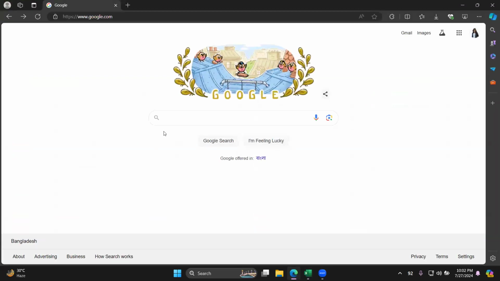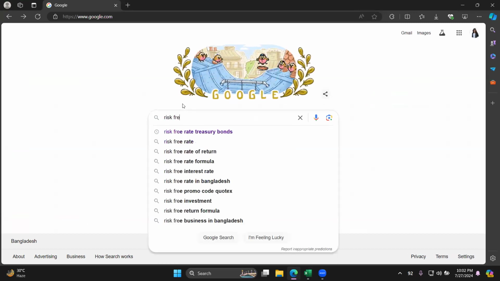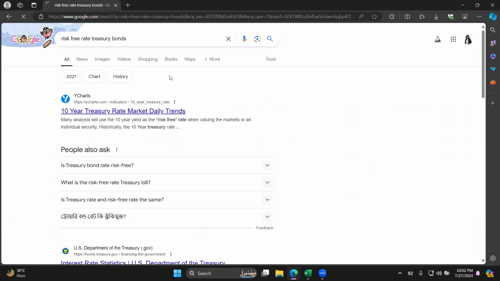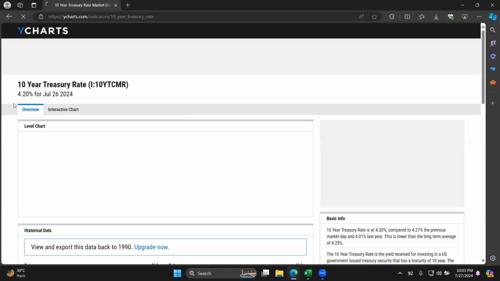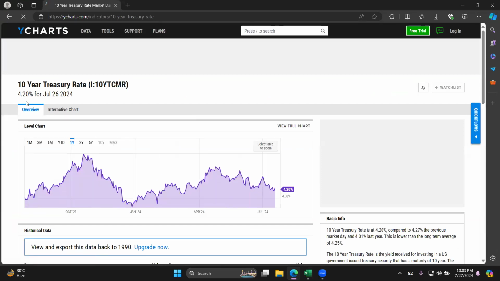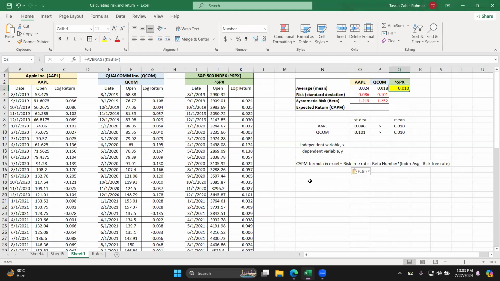For that, go to Google and search risk-free rate treasury bond. Treasury bonds, yeah. And then see the 10-year treasury rate market. Here we can see the rate is 4.2%. The risk-free rate is 4.2%. Let's put it here so that we don't forget. Risk-free rate is 4.2%.